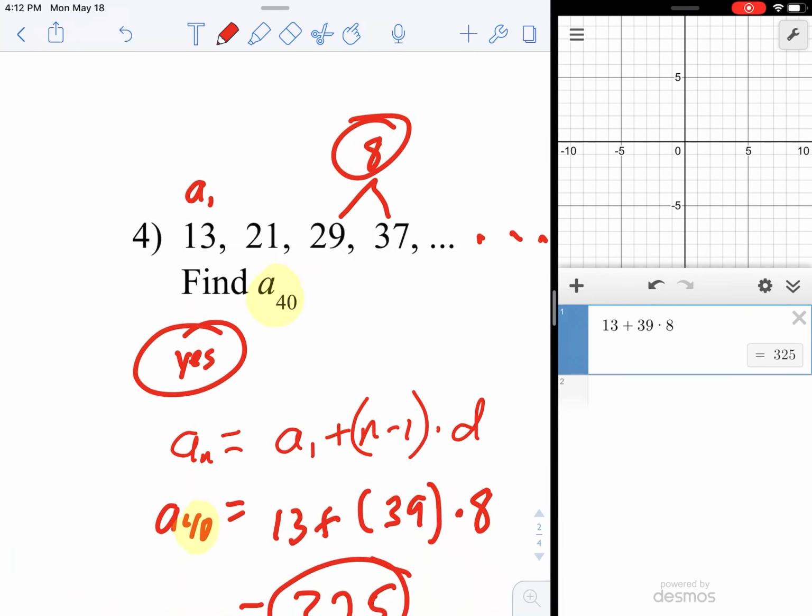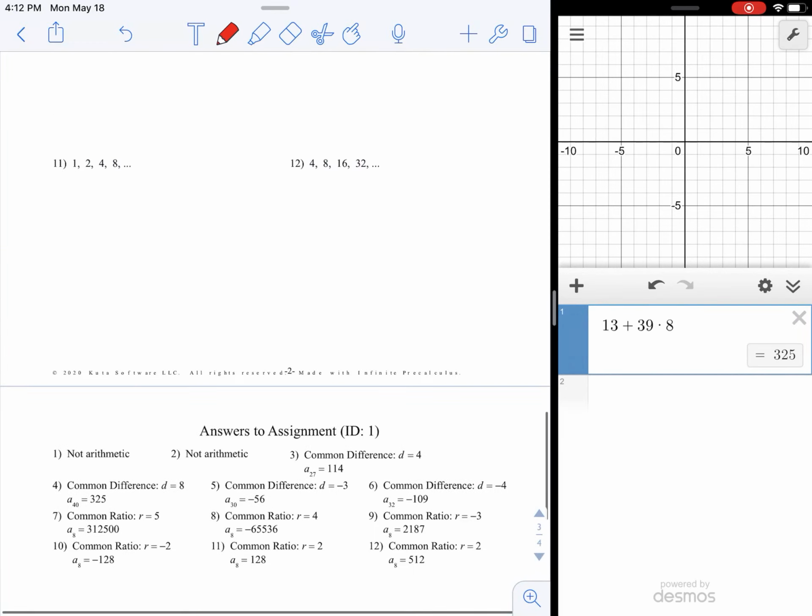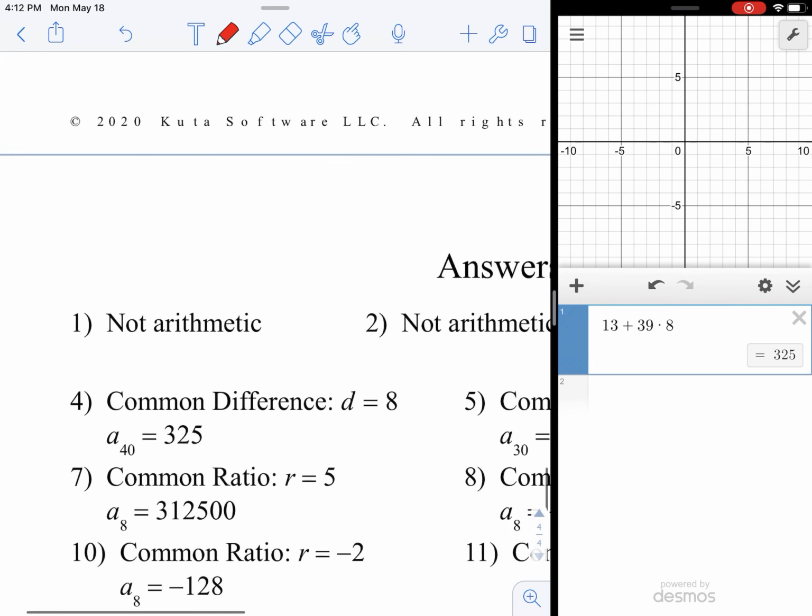Let me go ahead and check this down below. There we go. So, all right, they didn't write yes, but there's our common difference, and there's our 40th term.